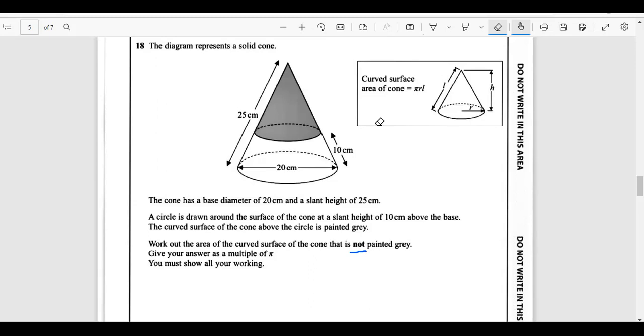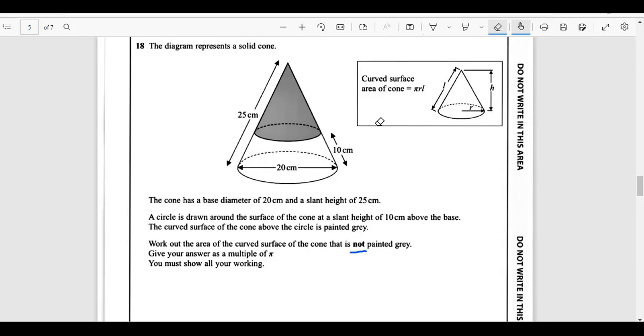Oh, I get how you do it. I know how to do it. So you do pi times r times 25, and you take away pi times 10 times 10.